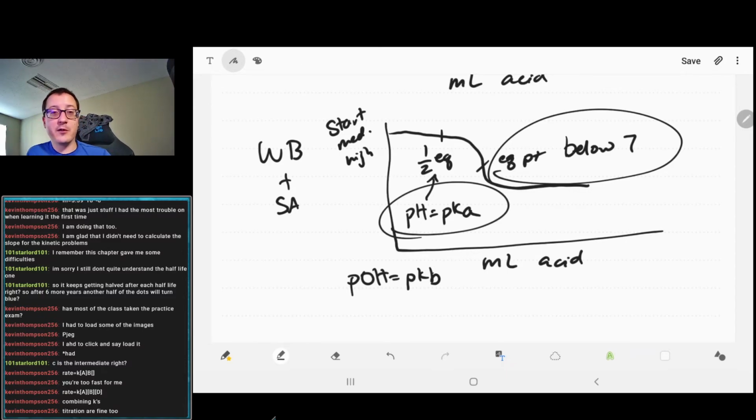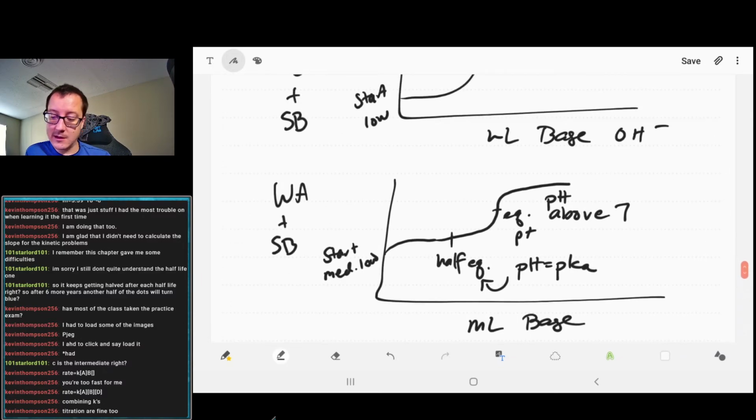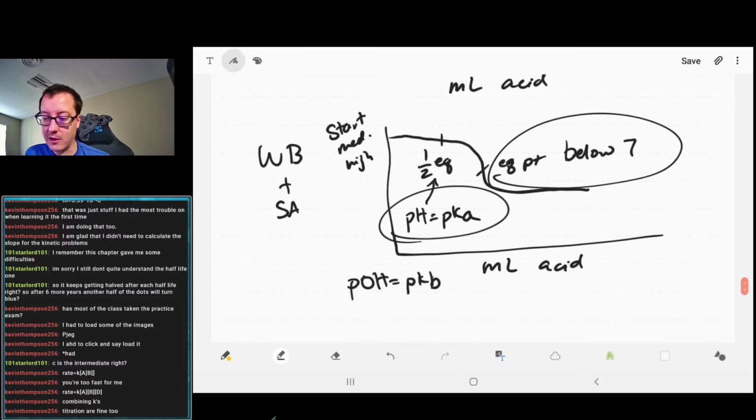Your equivalence point for a weak base strong acid titration is going to be below 7, because you end up having weak acid around, that's going to lower your pH a little bit. For the opposite, weak acid, at half equivalence, pH equals pKa again. But at equivalence, we're above 7 because now we have a base chilling out there. So remember, the conjugates are still going to be weak bases of weak acids. So we're going to end up with slightly basic pH, whereas with the other one, we end up with below.